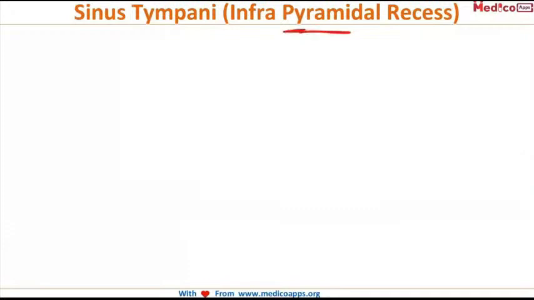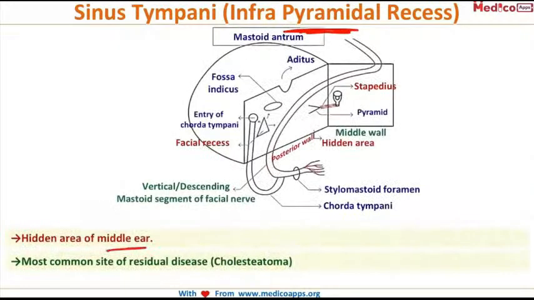Now, the next structure is sinus tympani. It is known as infrapyramidal recess. Okay, it is a hidden area in the middle ear. As you can see, it is the most common site of residual disease of cholesteatoma. This sinus tympani or the infrapyramidal recess is an important site for cholesteatoma.